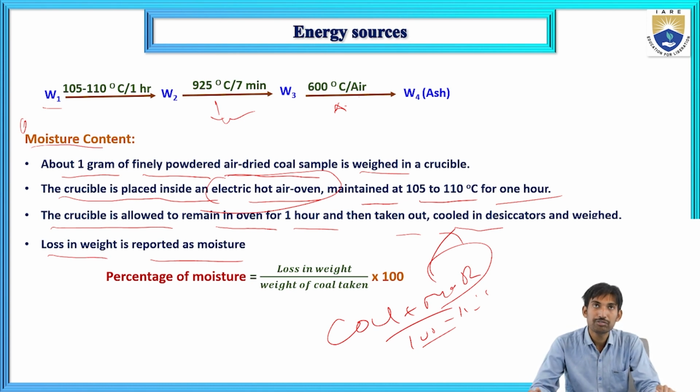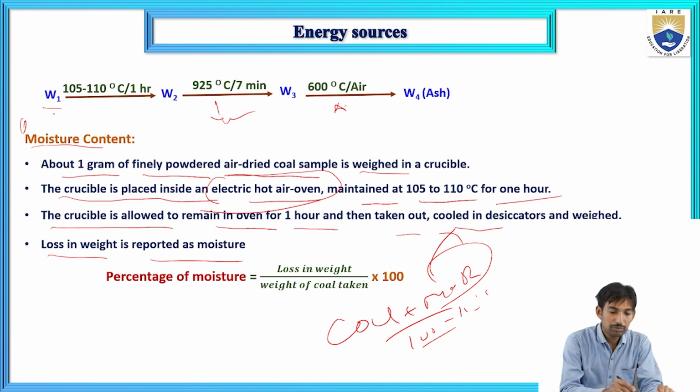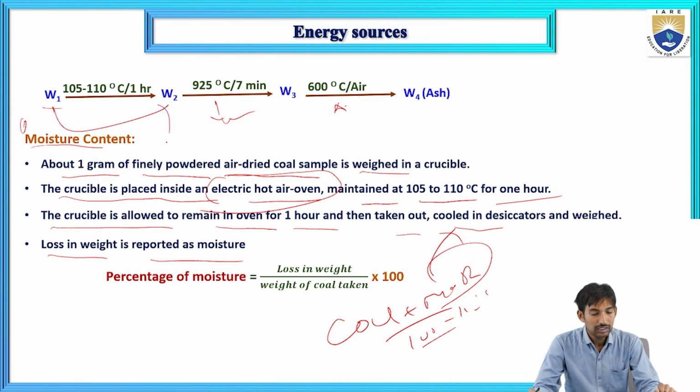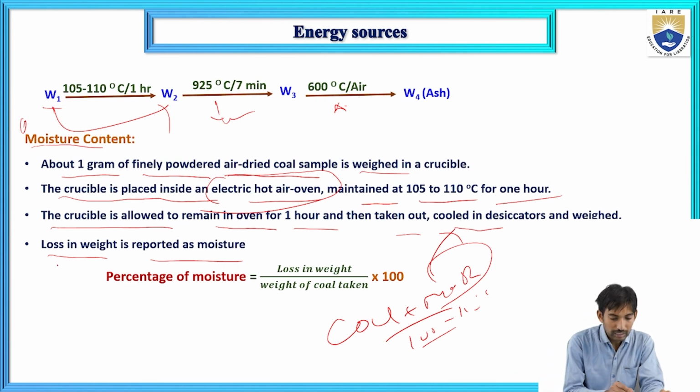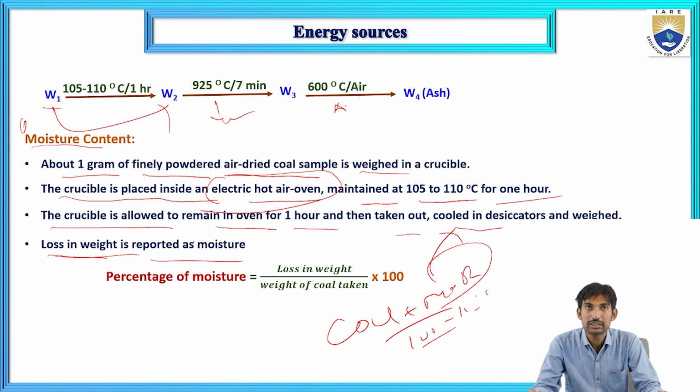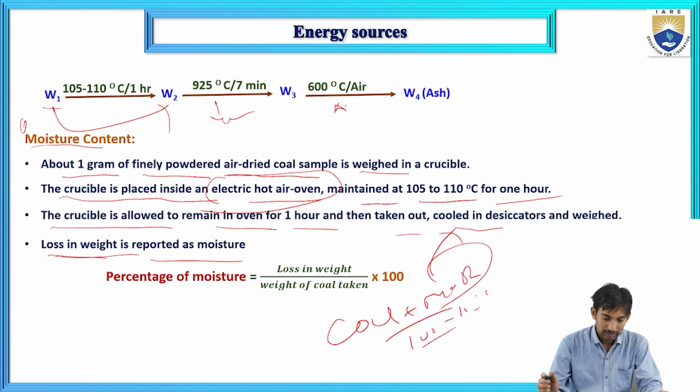Okay, if you compare the first weight W1 to W2, there is a weight loss because when you heat it at 105 to 110 degrees centigrade for 1 hour, any moisture content in the coal will be removed from the charcoal. The loss in weight is reported as moisture.